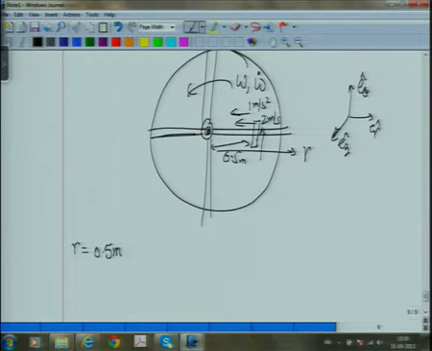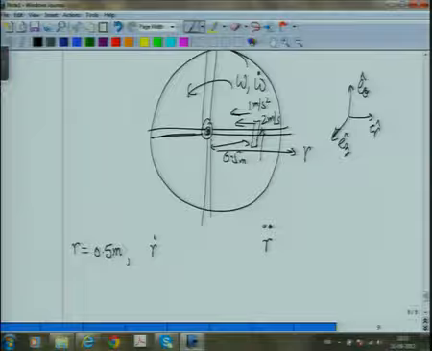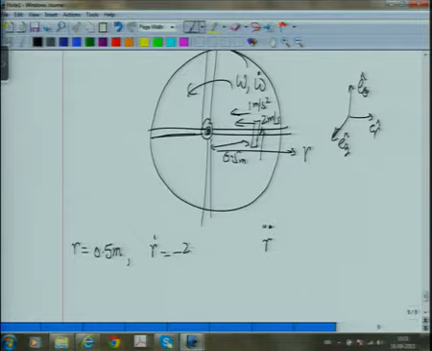Okay. Now in our formula we need r dot and r double dot. What is the rate at which r is changing? What is r dot? Minus 2 meters per second. So r dot is equal to minus 2 meters per second. What is r double dot? It is equal to minus 1 meter per second square. Again it is moving towards the center, so therefore this is minus 1 meter per second square.